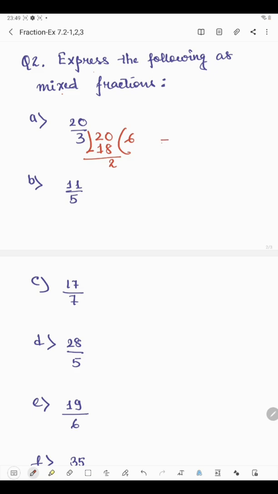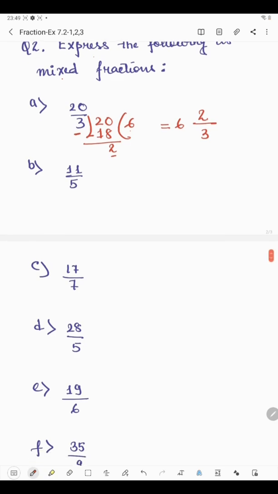Now how to write as mixed fraction? At first we will write the quotient here. Now denominator will remain same. What is the denominator here? 3 is the denominator. So we will write 3. So 6 and 3 we have written already. So only 2 is left. That means the remainder is left, and remainder we will write in the numerator. So answer of 20 by 3 will be 6 2 by 3 if you want to convert it into mixed. Here whole number and fraction is combined. So this is known as mixed fraction.